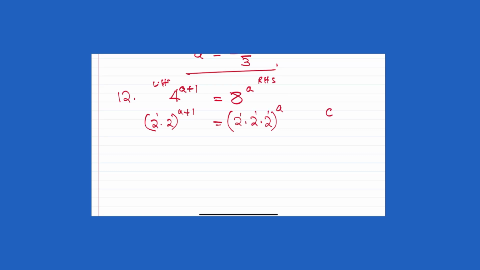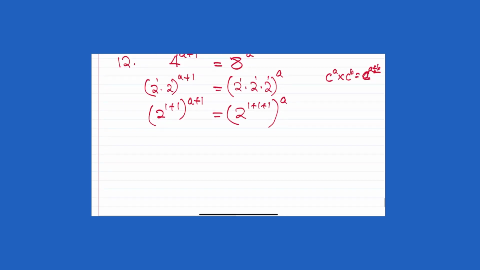Remember, they are all to the power of 1 each. And if we follow c to the power of a times c to the power of b equals c to the power of a plus b, the same thing we are going to do here. So this will be 2 to the power of 1 plus 1, to the power of a plus 1, and this will be 2 to the power of 1 plus 1 plus 1, to the power of a. Now you can see how we are breaking them down stepwise. And this will become 2 to the power of 2 into a plus 1, and this will be 2 to the power of 3, to the power of a.